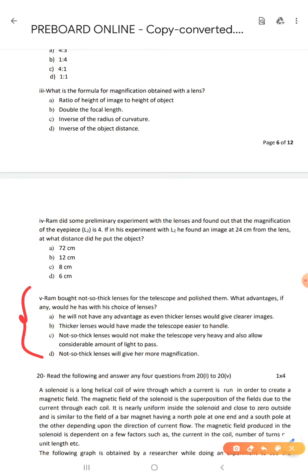Now this is another one. Ram bought not so thick lenses for the telescope and polished them. What advantage, if any, would he have with his choice of lenses? Then you have to read that nicely and definitely you will get your answer. It would not make the telescope very heavy and would also allow a considerable amount of light to pass. You will get that from the passage, and we have to do only four parts of this one.